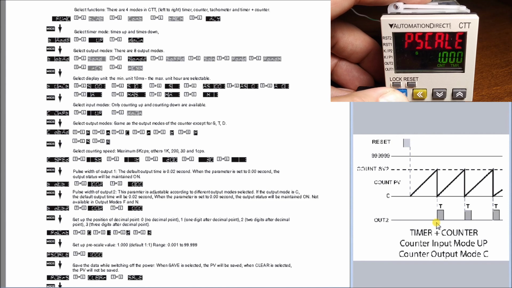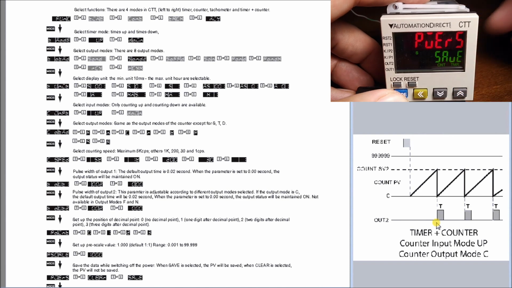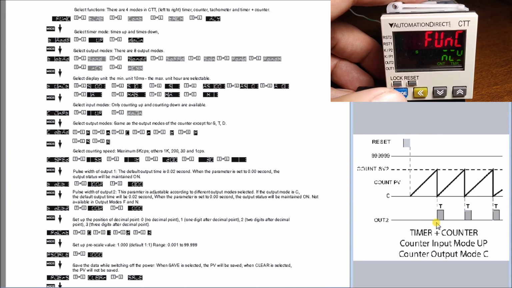So hit mode again. We have our power savings, which is set for clear right now. We can set to actually save and hit mode. So when we lose power, it will actually save our values for us. And then we have a reset, which is set for 20 milliseconds, and then our input type, which is PNP, which is the type of wiring that we've done to this unit. Hitting mode again goes back up to my function, and we're back to start.